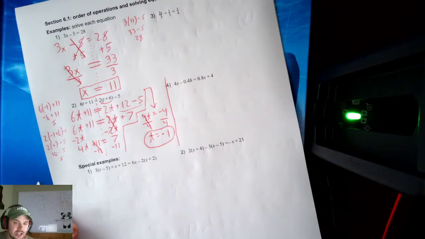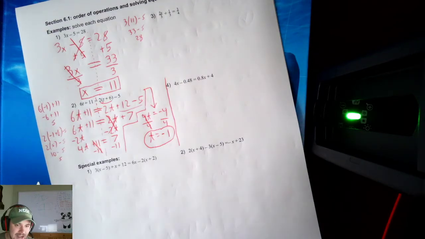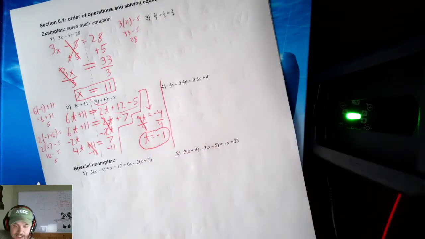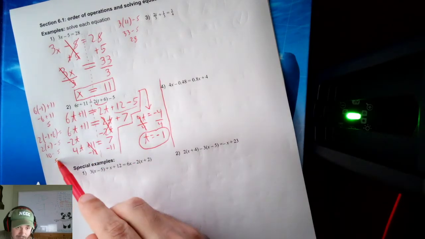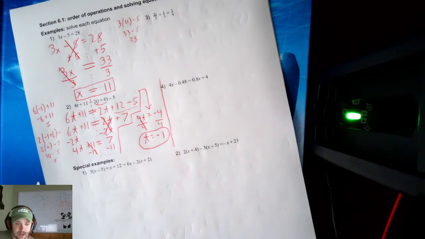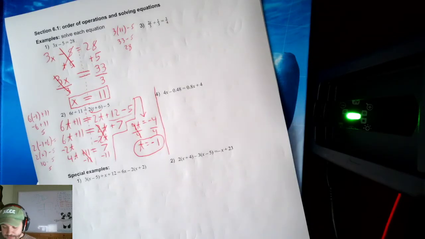Because the check is just for me to know I have the answer correct. The answer is t equals negative 1. The check, I got 5 on the left and 5 on the right. I know this is the solution, right? I know that's the solution.